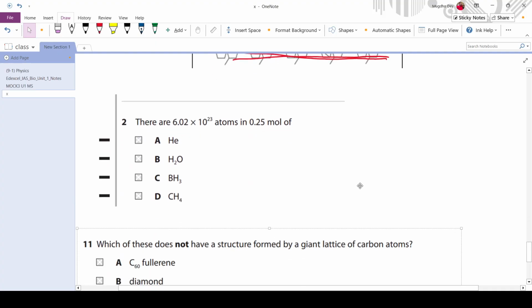There is this much amount of atoms in 0.25 mole of what, right? Okay. Like how you will approach this problem, isn't it? That's what you're trying to say. Like how will you do it, isn't it?